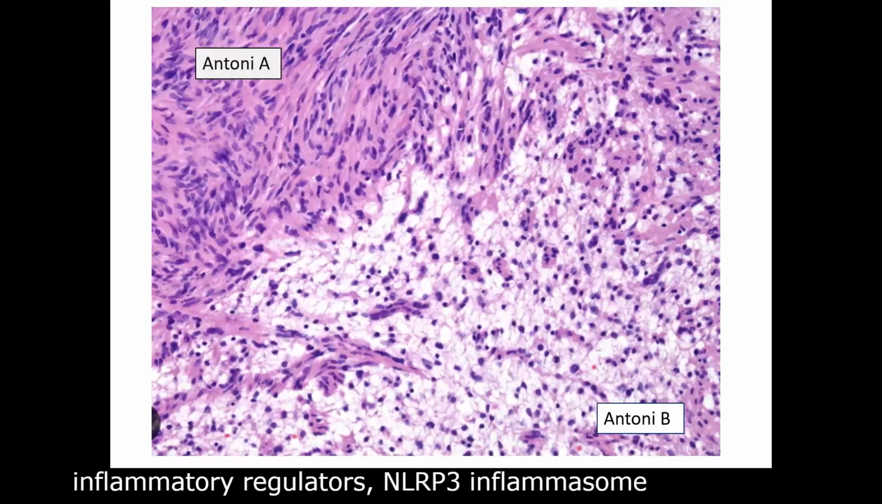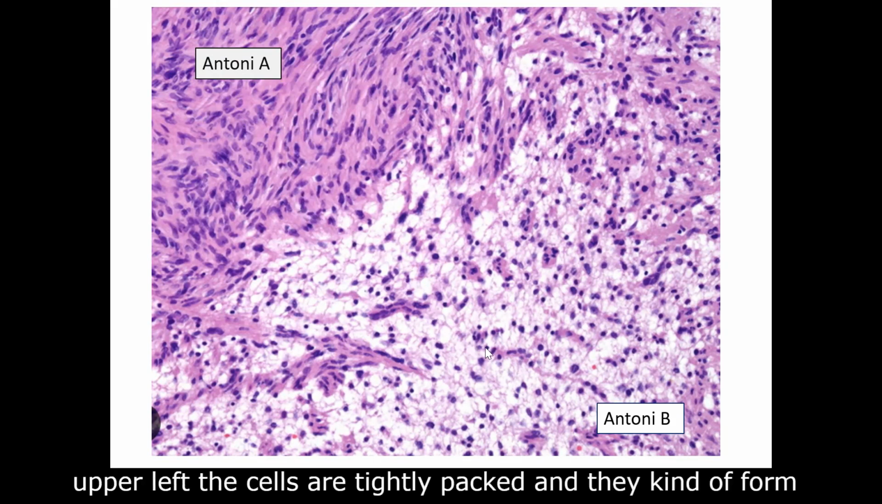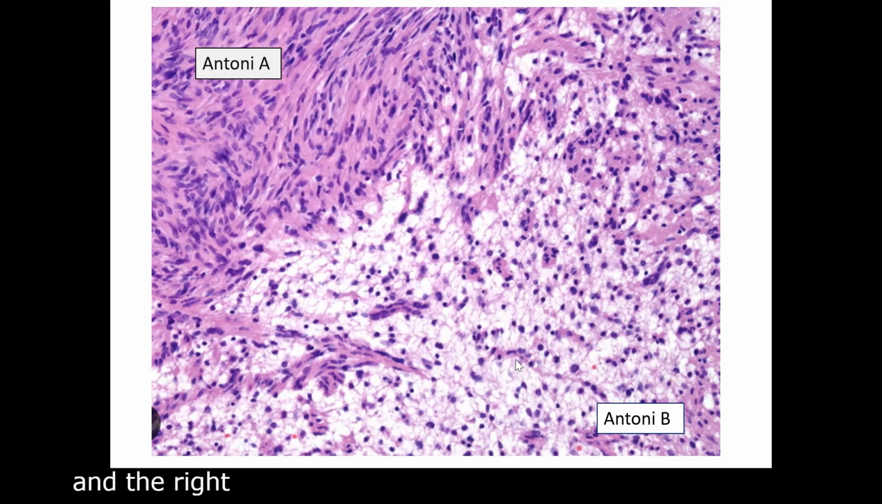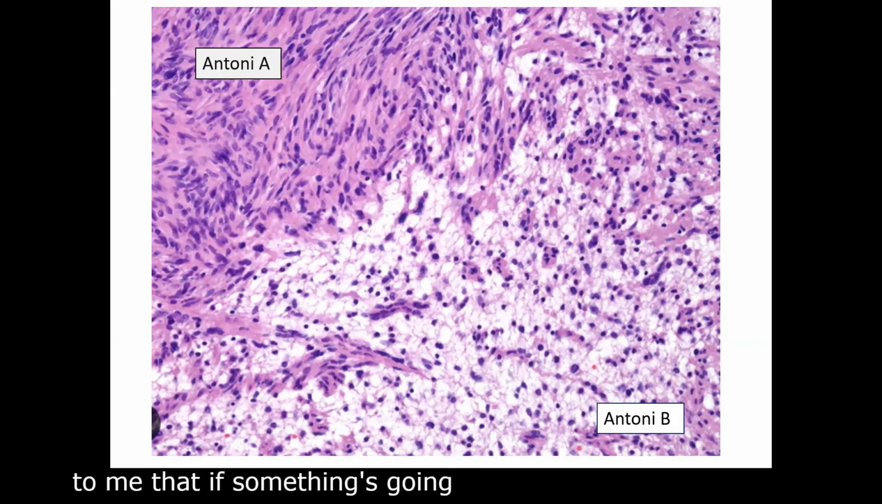This is a slide of a vestibular schwannoma. And in the upper left corner, you can see cells that are very tightly packed, and they kind of form in rows. And on the right side are cells that are loosely connected. These are the Antoni B, these are the Antoni A types of patterns. It seems to me that if something's going to cause sclerosis in an Antoni B, where there's a lot of loose matrix, it may actually cause that part of the tumor to shrink up. That would be a win.